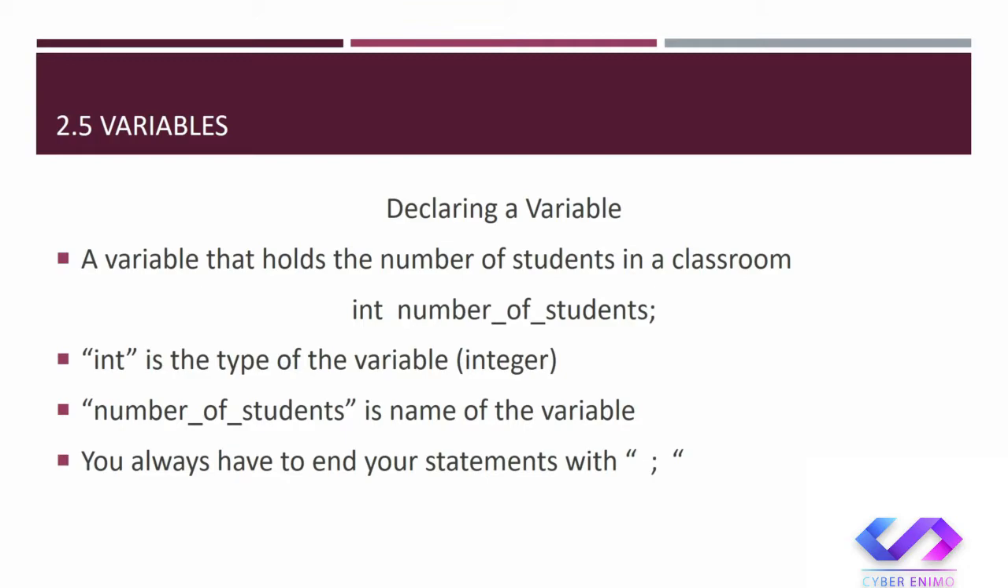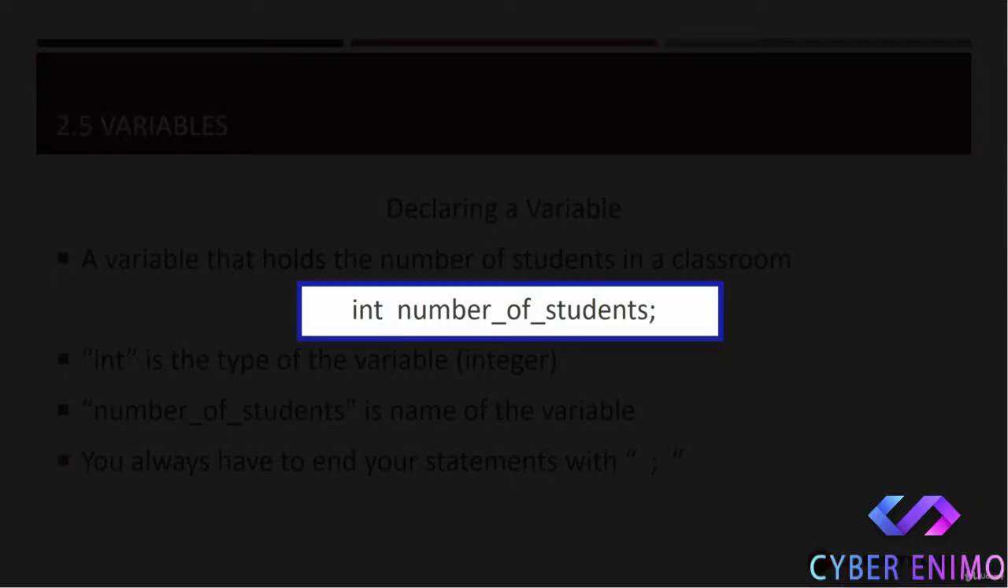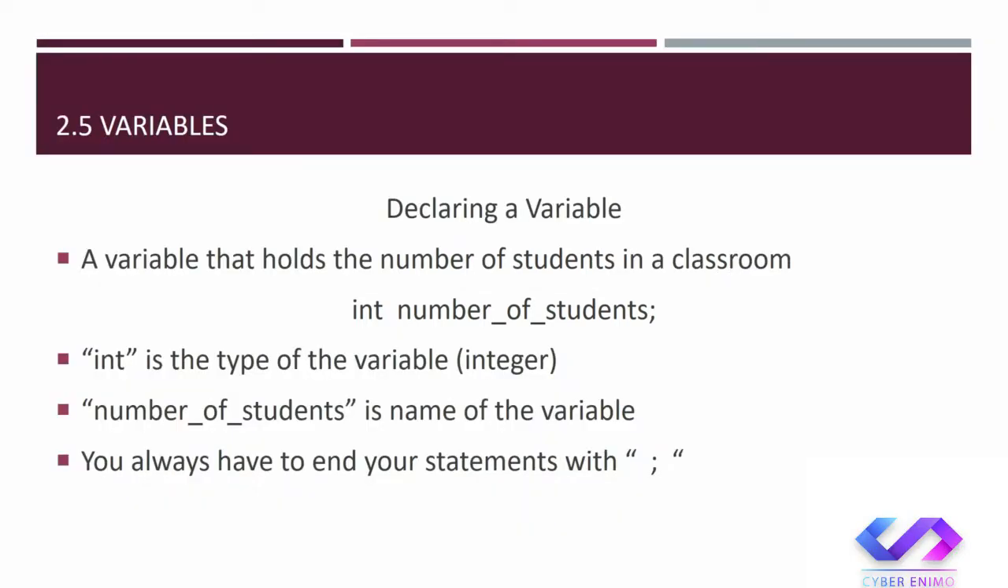As an example, if we want to declare a variable that will hold the number of students in a classroom, we would create that variable as follows. We would give it a type, int, and a meaningful name, number of students. Again, int is the type of variable, integer, and it holds whole numbers. Since you can't have 2.5 students or 20.5 students, it has to be a whole number, so we choose int. The second thing is number of students. It's a meaningful name. This way we can recognize what this variable is holding. And finally, you have to remember that you always end your statements with a semicolon.